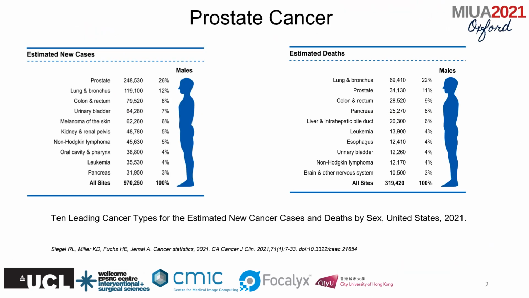The left figure shows the most newly diagnosed cancer types in the United States in 2021. Prostate cancer alone accounts for 26% of the diagnoses. The right figure shows the most frequent cancer causes of death in the United States in 2021. Prostate cancer alone accounts for 11% of the deaths. To summarize, prostate cancer is one major public health problem for males globally and is one of the leading causes of deaths of males.